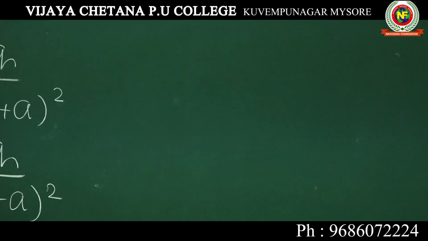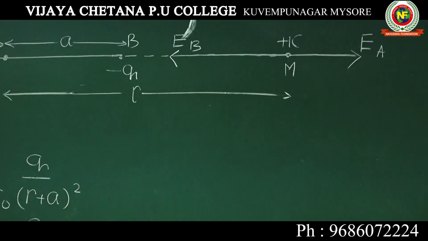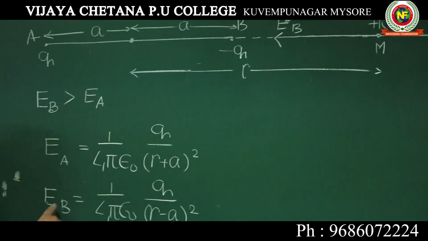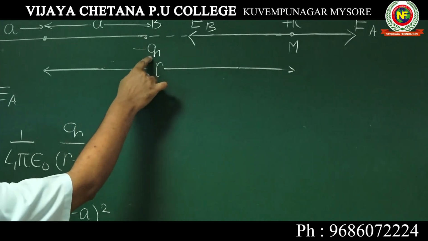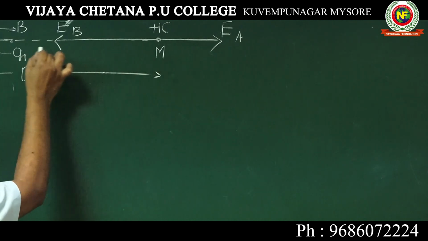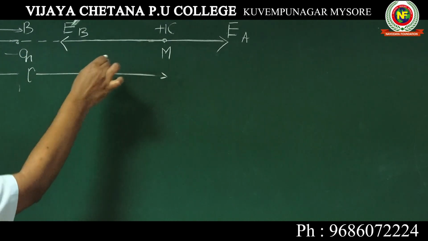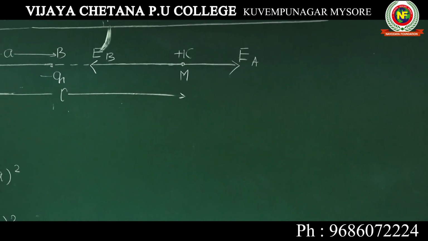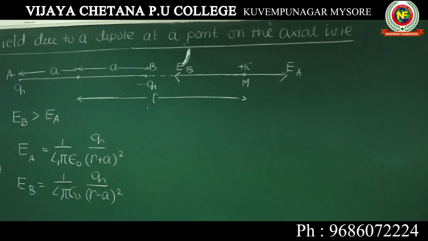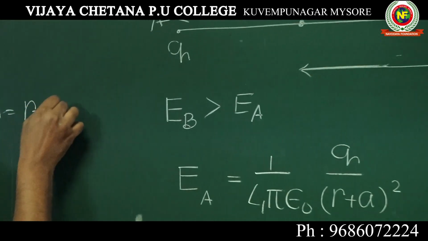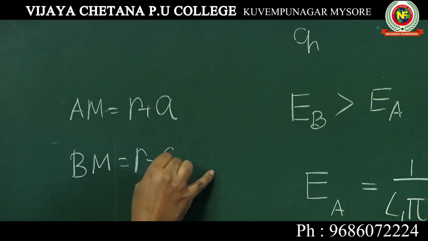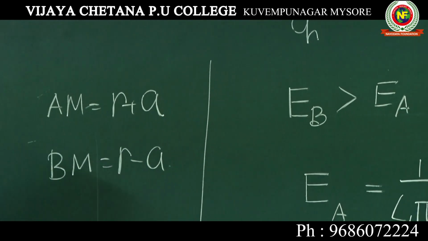So EA is again 1 by 4 pi epsilon naught, charge divided by the total distance square. EB is 1 by 4 pi epsilon naught, charge divided by, I want only this distance BM. What is BM equal to? BM is equal to R minus A. For our reference, AM is R plus A, whereas BM is equal to R minus A. That is what I have used.